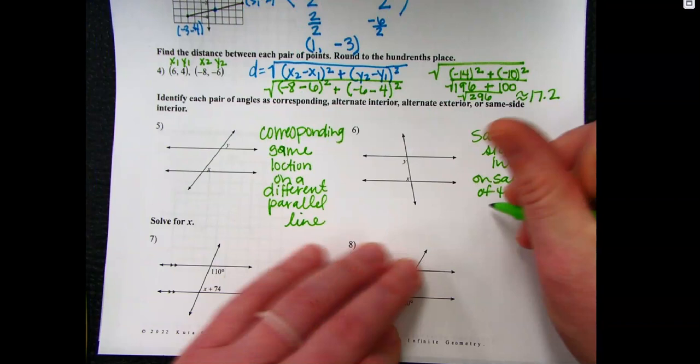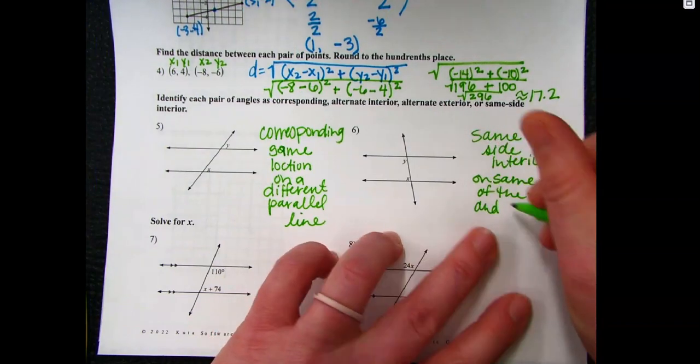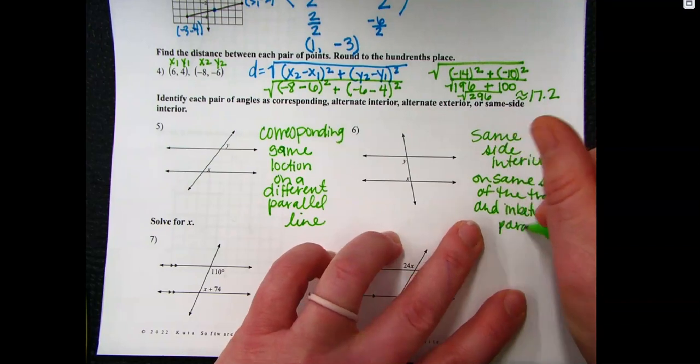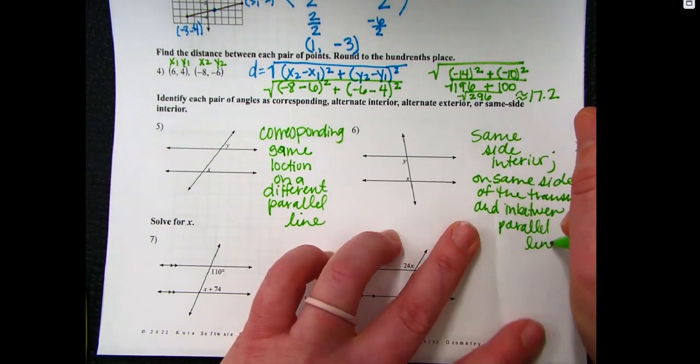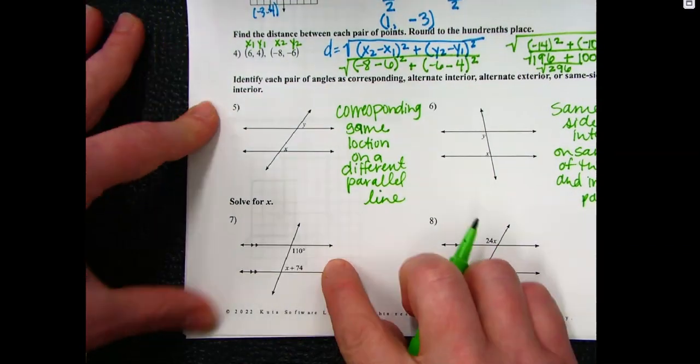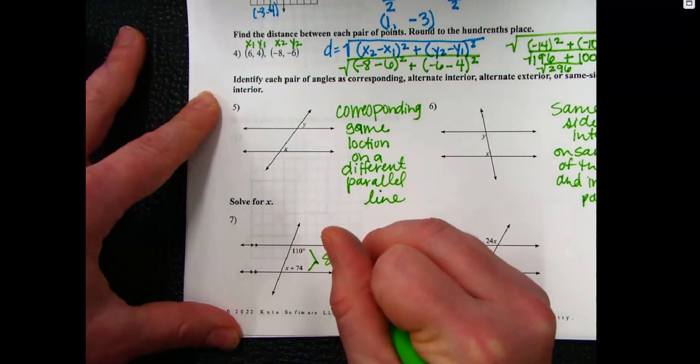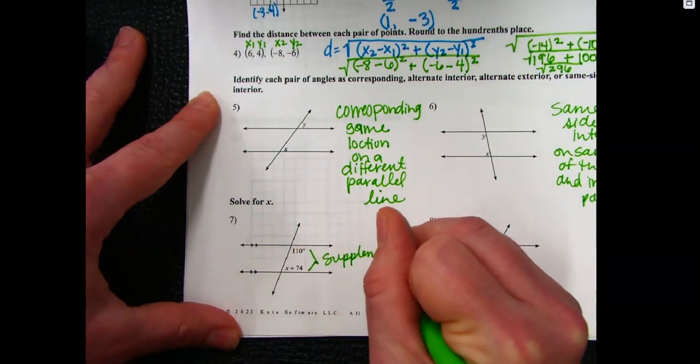Same side of the transversal and in between the parallel lines. Okay. Number 7, these two are supplementary, which means they are going to add together to equal 180.